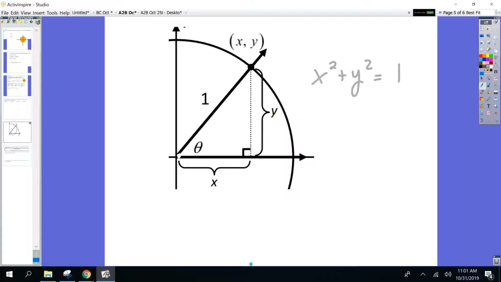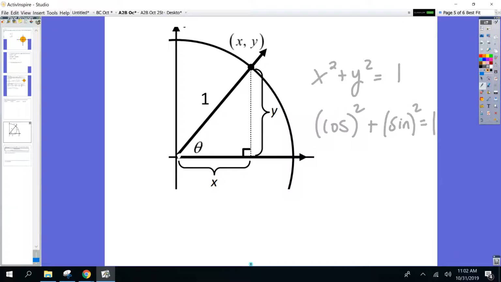Now that we're on the unit circle, what does the x-coordinate represent? Cosine. So instead of x, I can put in cosine squared. And what coordinate represented y? Sine. So I can write in sine squared equals 1.